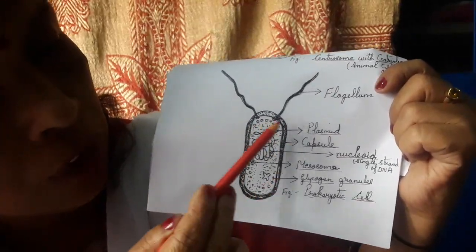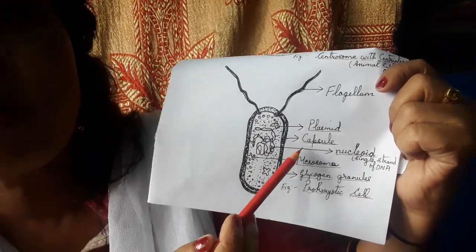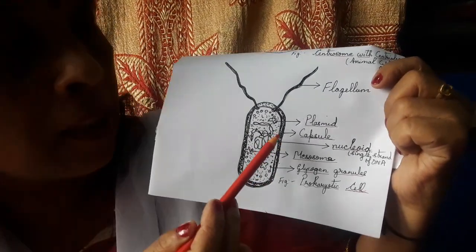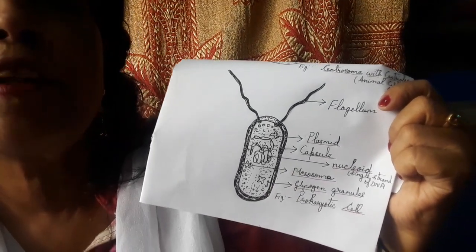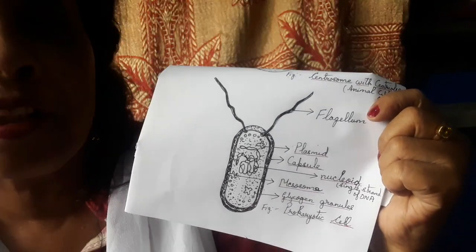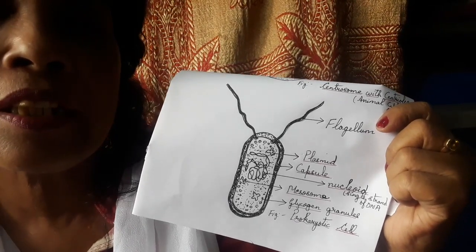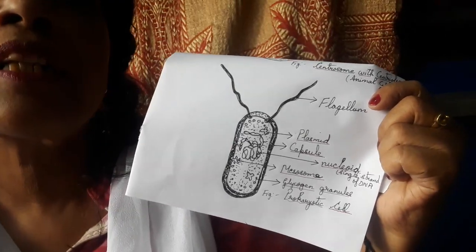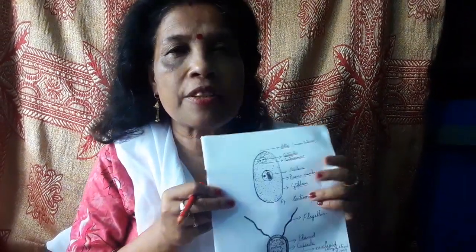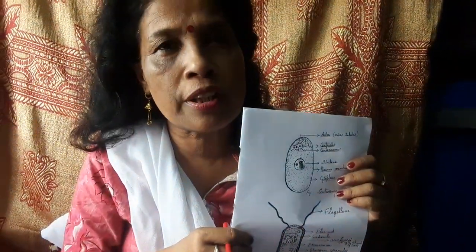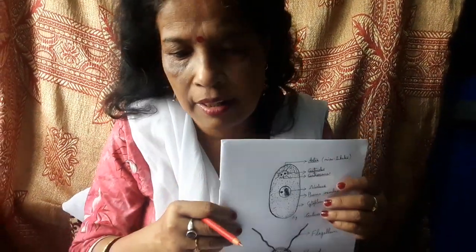You have one more structure called capsule. This particular structure helps the bacterial cell to tide over unfavorable conditions. They are very resistant and help the bacterial cell to overcome any adverse conditions. This prokaryotic cell is different from the eukaryotic cell. We shall be discussing it in the next class.